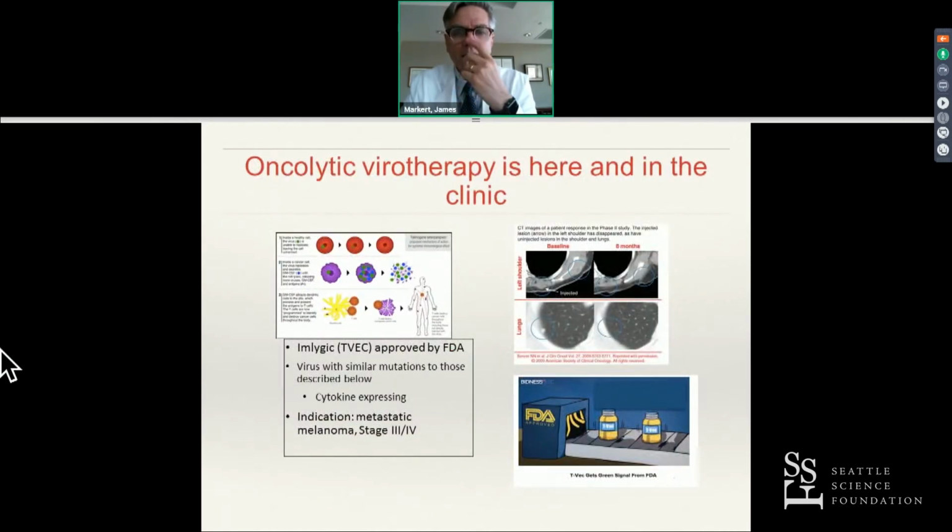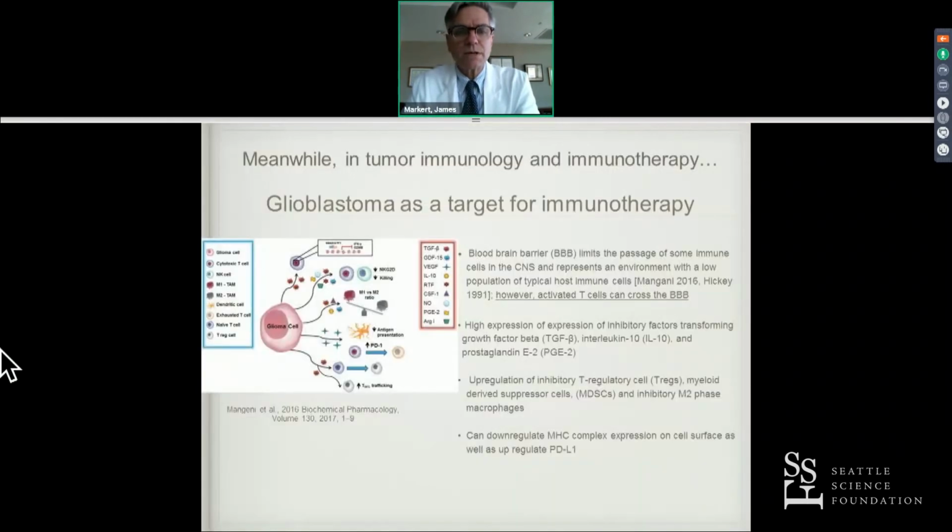So we think that oncolytic virotherapy is here to stay. Here you can see that there's actually been one herpes virus that's been approved by the FDA, Biologic, or TVEC, as it's more commonly known. This is for use in metastatic melanoma. And as I was talking to Charles about before we started this, there's been some very exciting studies published recently about this.